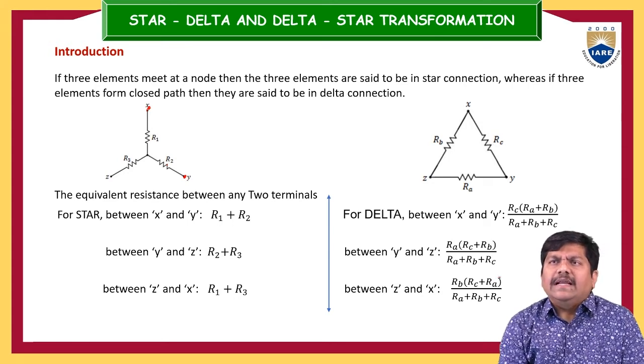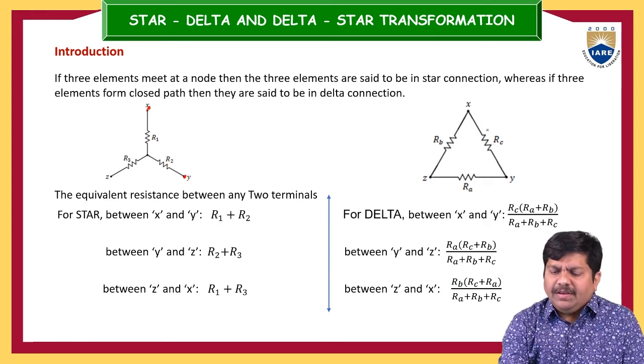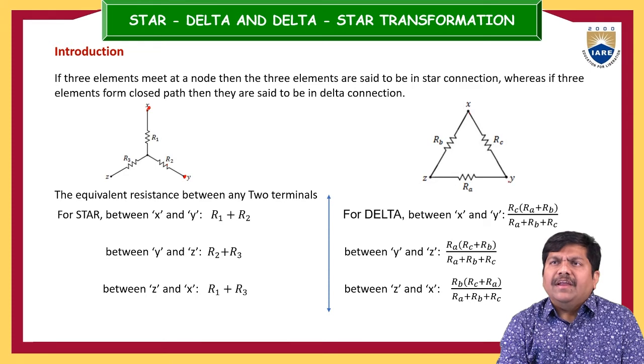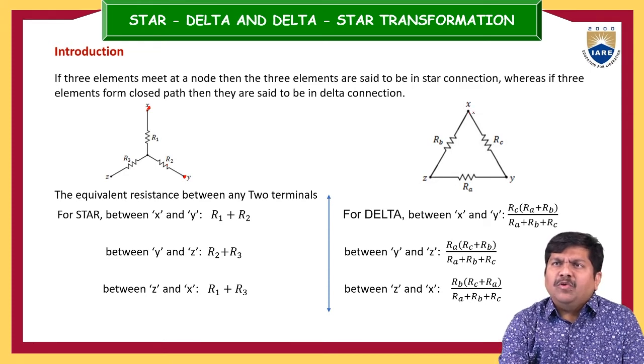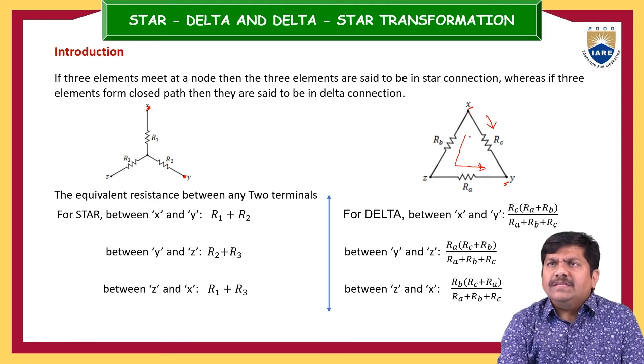Now coming to the delta configuration, between the points X and Y. The points X and Y are our points of interest. I want to find the equivalent resistance between point X and point Y. If you keenly observe the orientation of this delta configuration, X and Y are connected in two ways. This is one path, and this is the second path. It means X is connected to Y by means of RB and RA, this is one path, and X is connected to Y by means of RC.